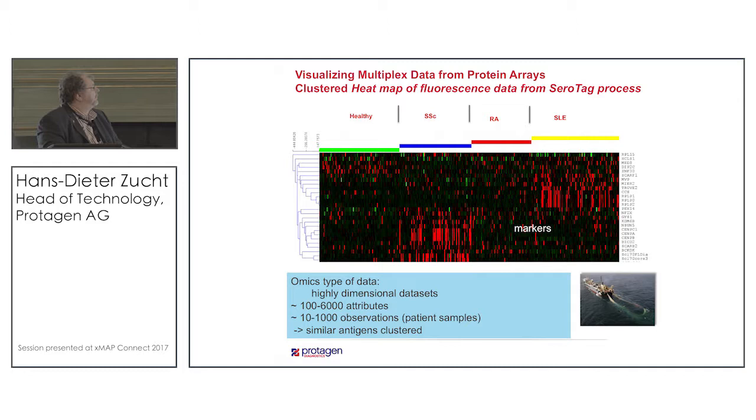For example, this is just a very small region of a heat map, which is created with a program from TIGR. I can highly recommend it. You can still download it. It's a free software, a Java software, which comes out of the microarray business. It's very powerful, can do statistical tests and stuff.